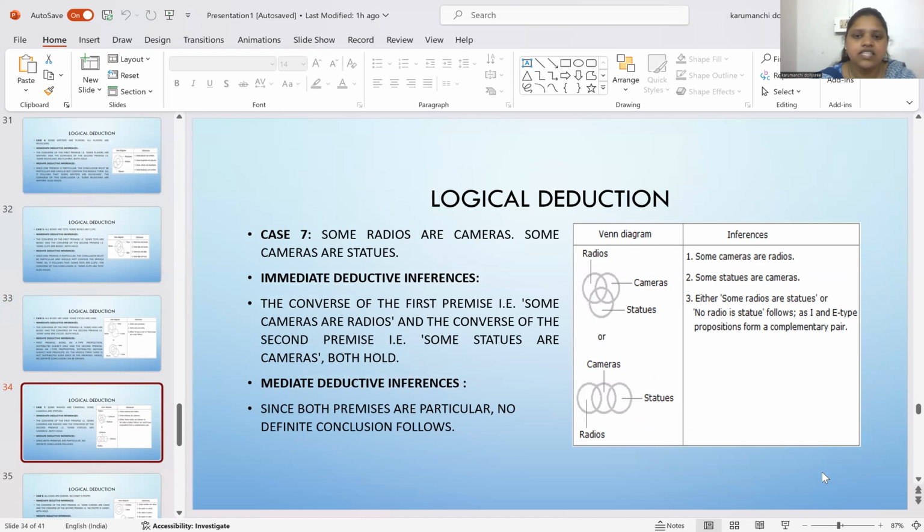And the seventh case is: some radios are cameras and some cameras are statues. Here the converse of the first one is some cameras are radios, and the converse of the second premise is some statues are cameras. So both premises are particular, and we cannot draw a complete or definite conclusion out of this.